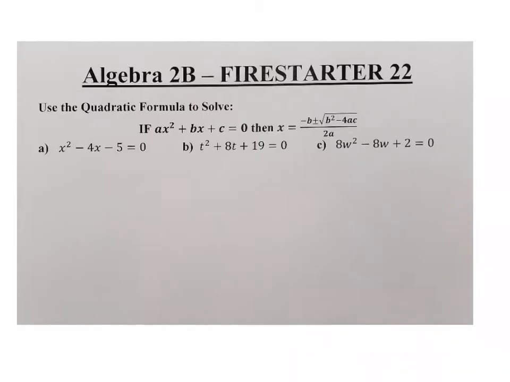All right. So Firestarter 22, you must have the equation equal to 0. This one's equal to 0. All three of them are equal to 0. So I'm already ready to set up. The first thing I'm going to do is find A, B, and C. A in this problem is 1. Remember, there's a 1 there, not the x squared. A, B, and C are always just numbers. B is -4. C is -5.